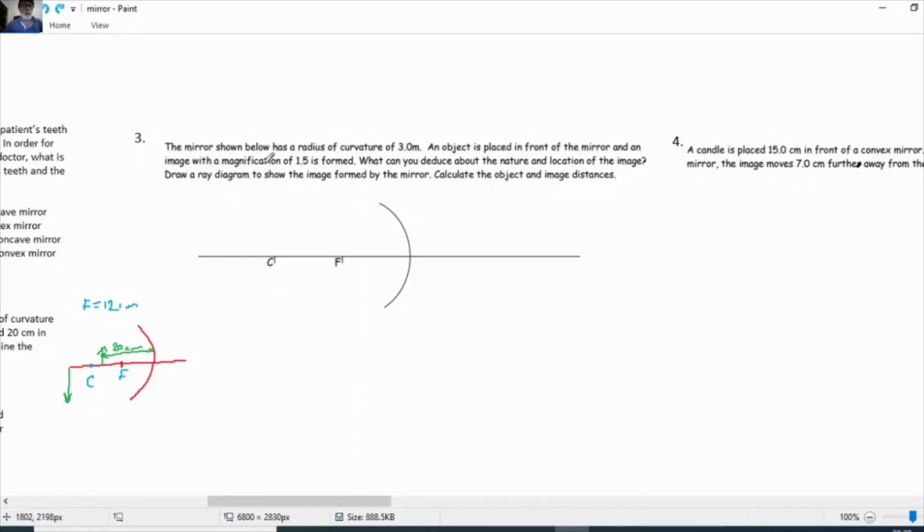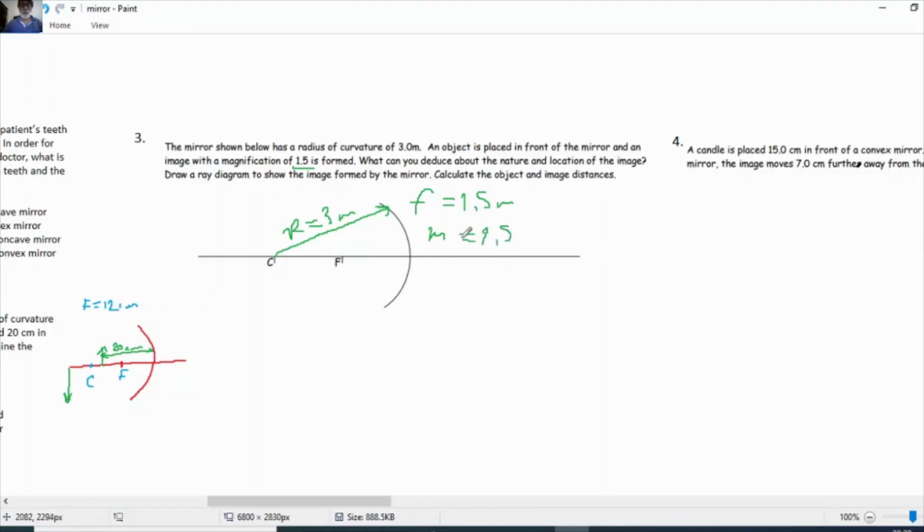The mirror shown below has a radius of curvature of 3 meters. R is equal to 3 meters. This means that the focal length is going to be equal to 1.5 meters. An object is placed in front of the mirror and an image with a magnification of 1.5 is formed. Magnification is going to be equal to 1.5.